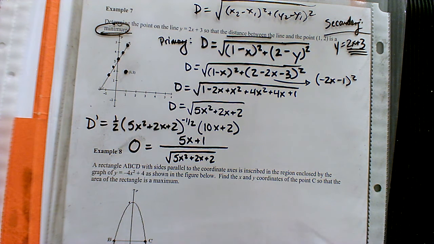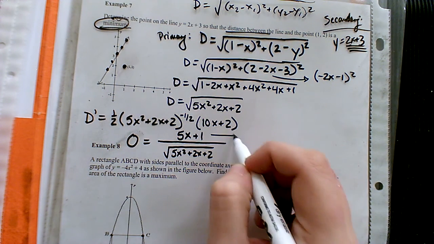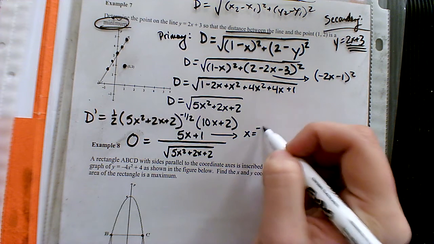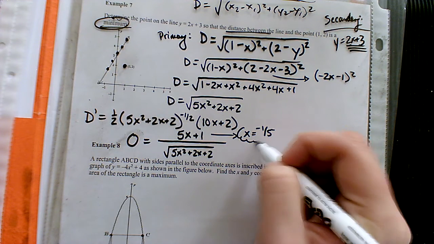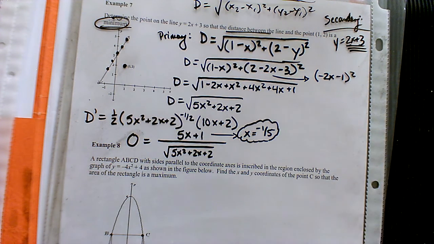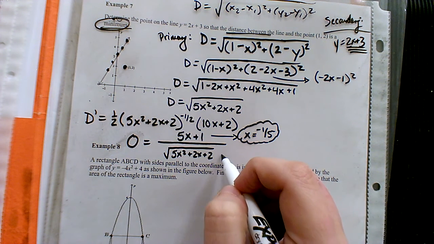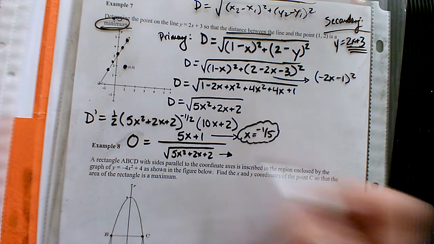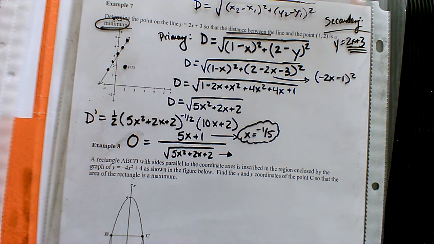So here's our derivative. We want to find a critical point. So can we think about when this fraction would equal 0? Negative 1/5. Okay, so that comes from the top. Now, we did have another piece of the definition of a critical point. That's where the derivative is 0 or undefined. So we should check to see if there's a spot that would make the bottom 0 as well.